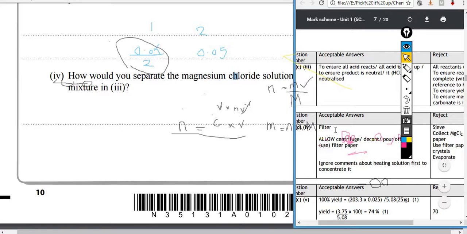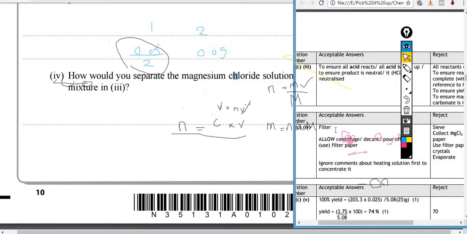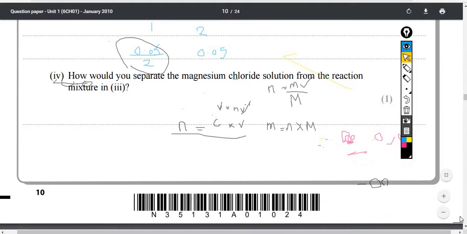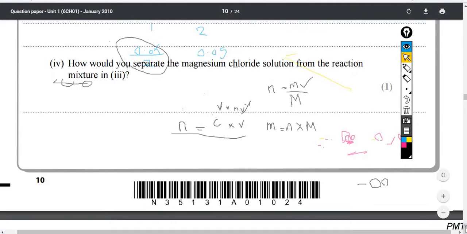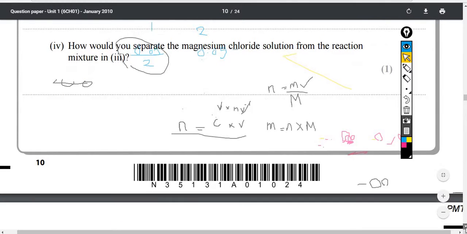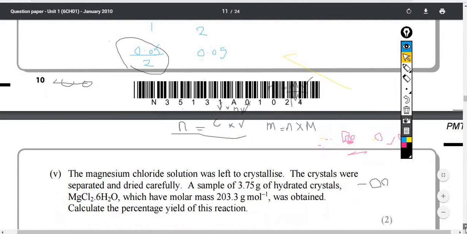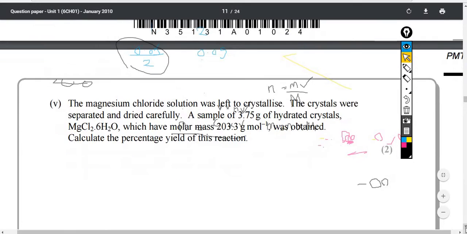and separate the magnesium solution, and if you have good equipment you can centrifuge as well. You know what centrifugation is: you insert the whole mixture into a test tube and centrifuge, and all the heavy particles will sink to the bottom, leaving the magnesium chloride solution for you. So just filtering or centrifugation, or an appropriate separation method would be fine for that question.